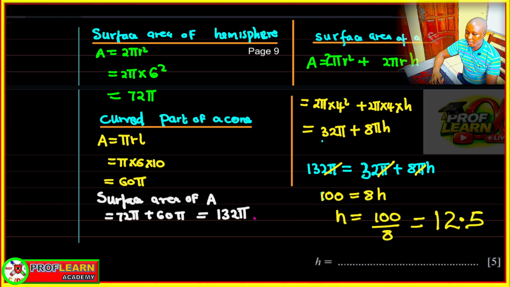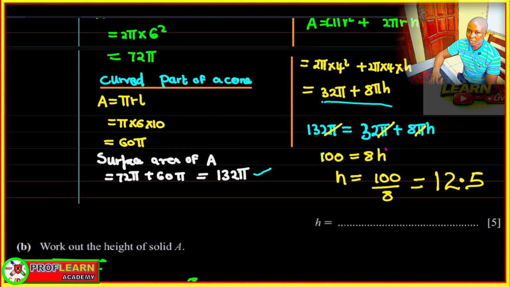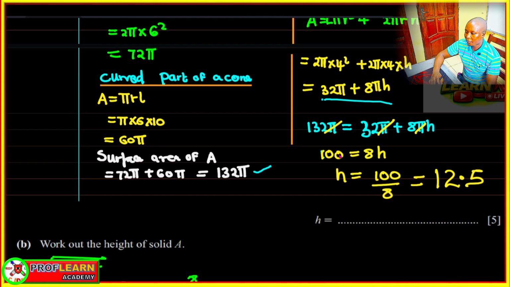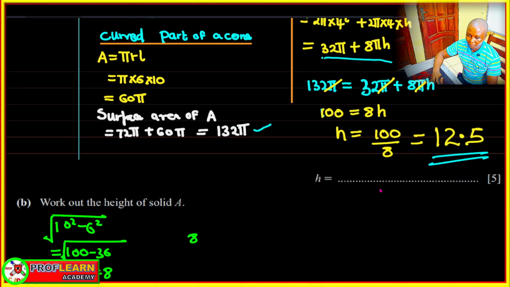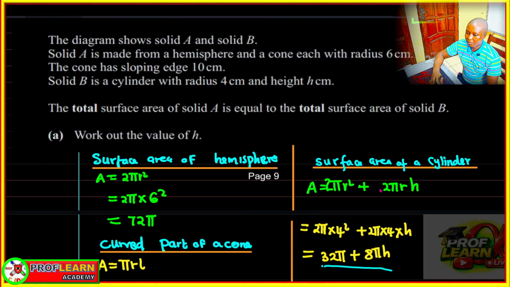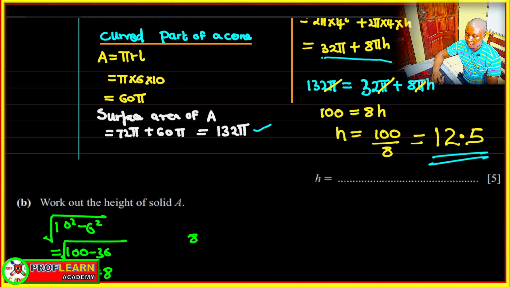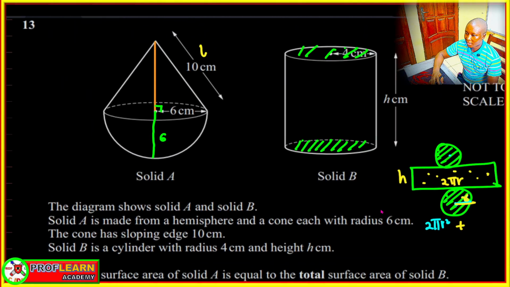Then if you equate this part and this part, because they are equal, we can cancel pi all through, and our h is going to translate to 12.5. Right, so that is 12.5, and that is exactly what we are supposed to do at that given point.